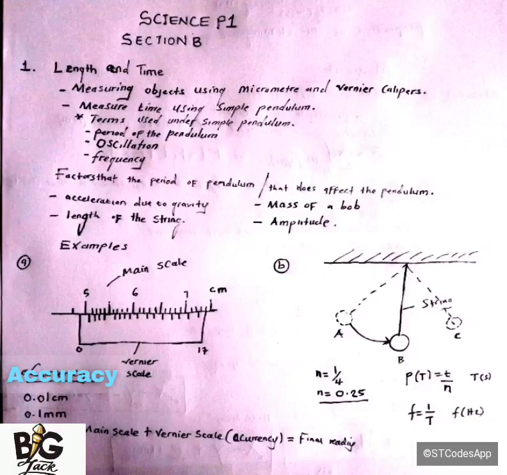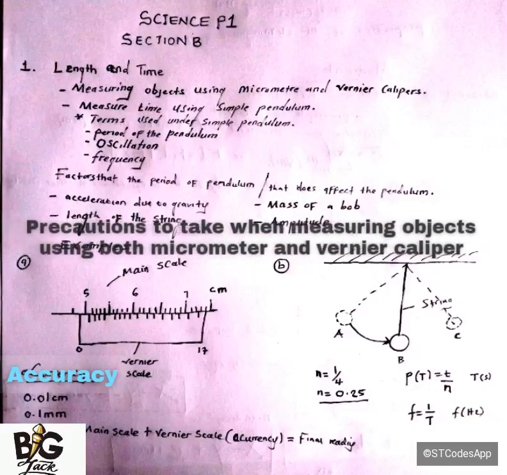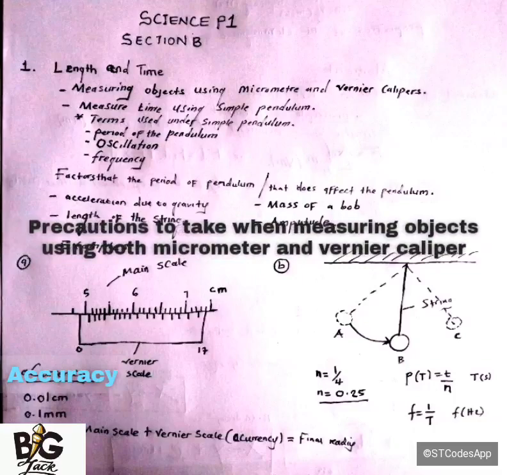Apart from that, you need to know how to take readings when measuring an object using the vernier calipers and also the micrometer screw gauge. On the vernier calipers, the formula for finding the final reading is: the main scale plus the vernier scale multiplied by the accuracy is equal to the final reading. What is important here is for you to know the accuracy of the micrometer screw gauge and also the accuracy of the vernier calipers.